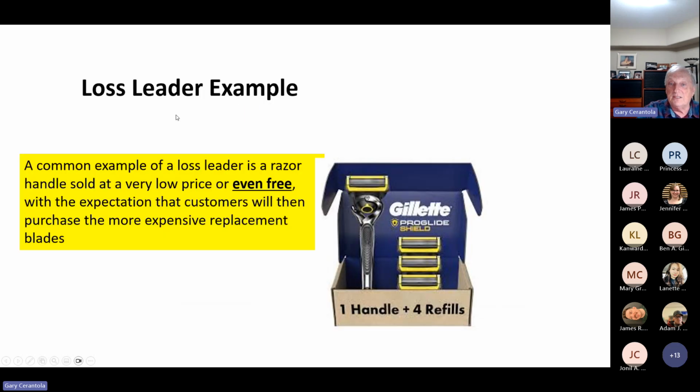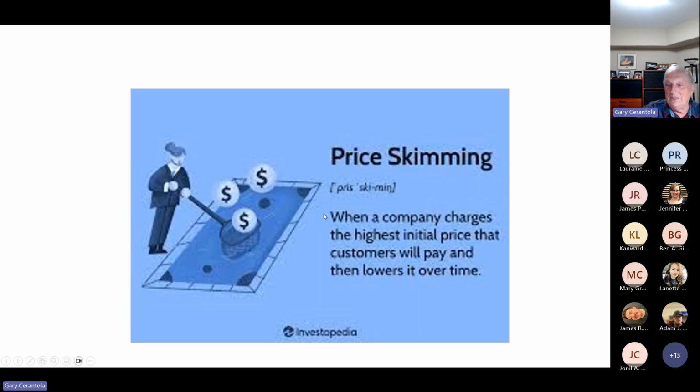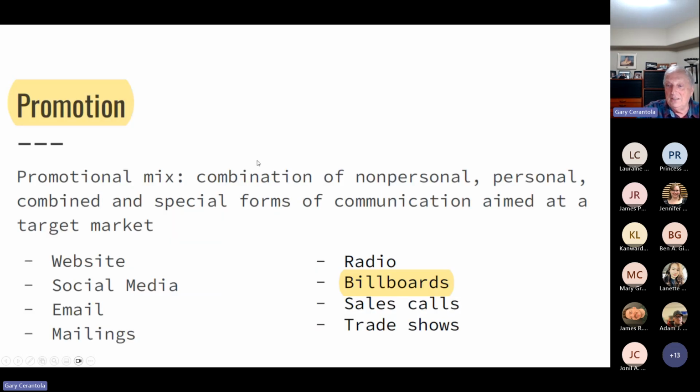So, loss leader pricing. Here's a little more about it. Here's an example. When you buy Gillette, you basically get the handle for free, but they know you're going to be coming back to buy those high price razors. So, that's a loss leader example. I talked about price skimming.